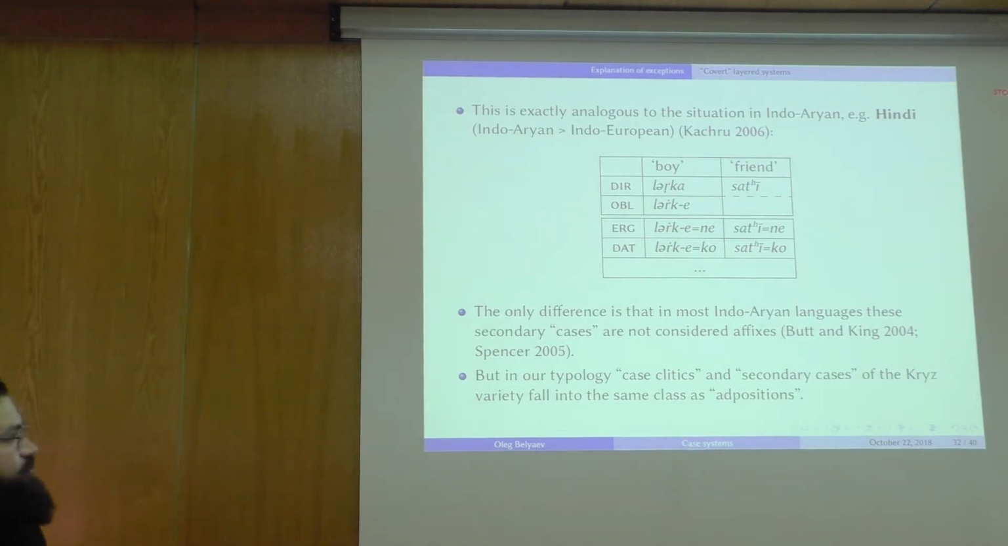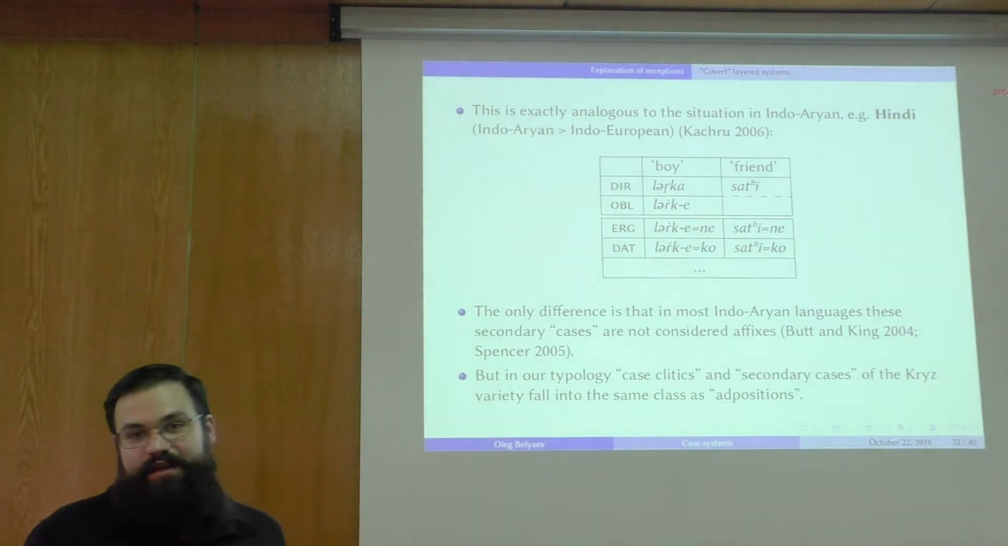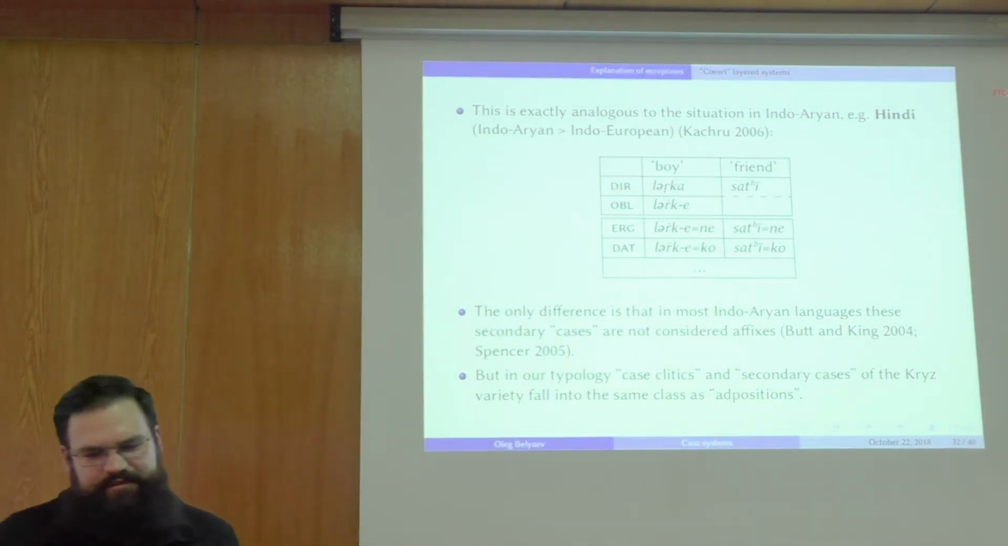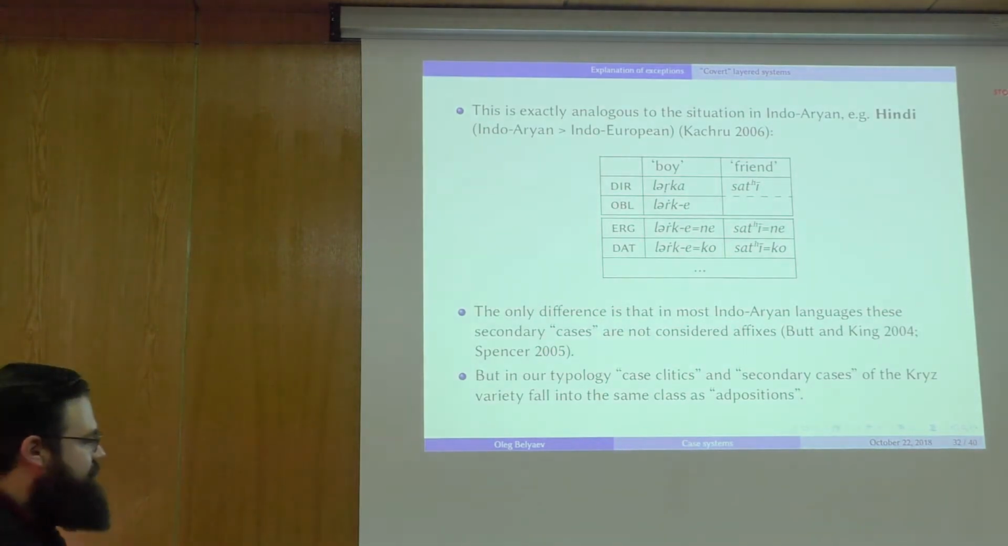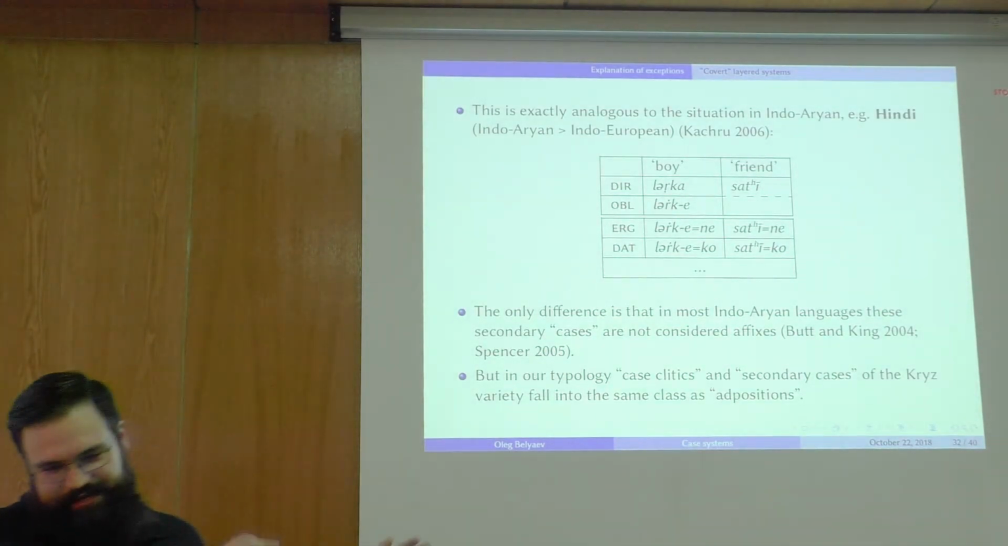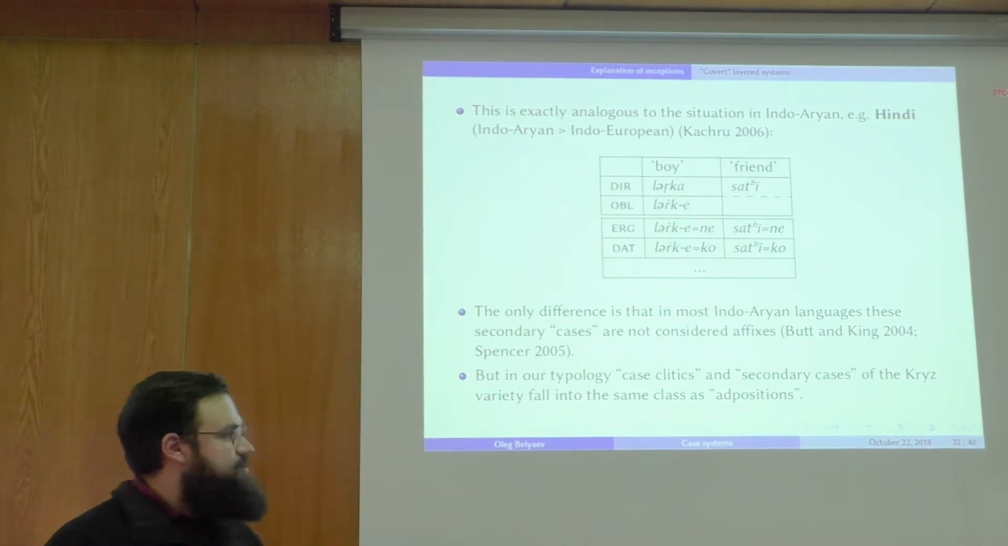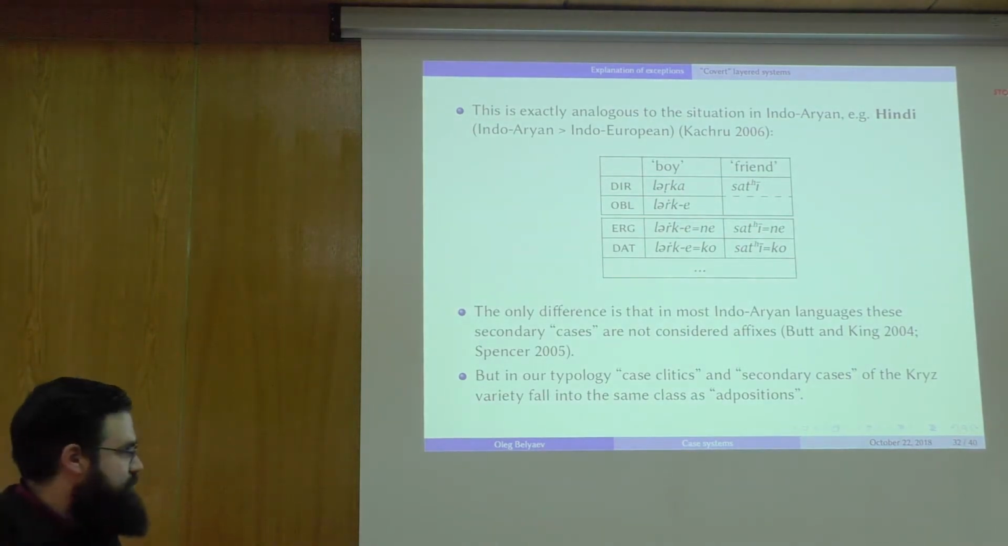The only difference is that in Indo-Aryan, no one claims that these are affixes, apart from some languages like Romani, but in most Indo-Aryan languages they are clitics. But in our typology this does not matter. All of these things, the Kryz secondary cases, the Indo-Aryan clitics, fall into the same class as adpositions.